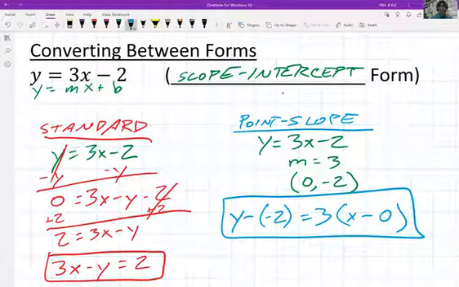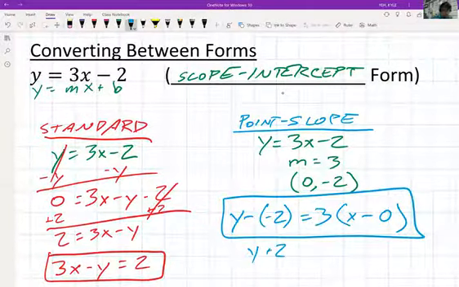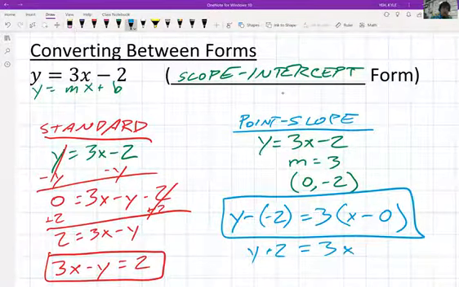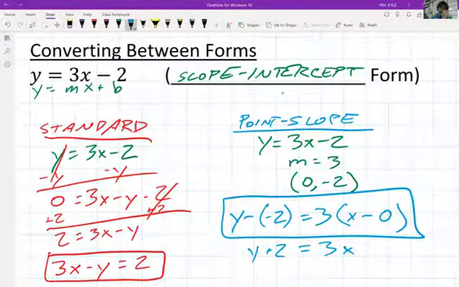Some of you might be saying, what about y plus 2? Can we write this as y plus 2? Answer is yes. Y minus a negative 2 is y plus 2. Can we write this as just 3x? Yes. However, I don't really like to.